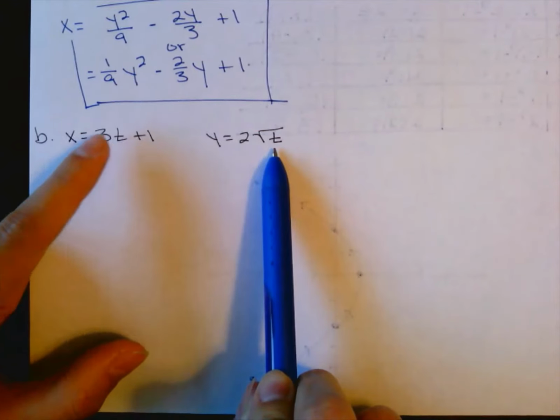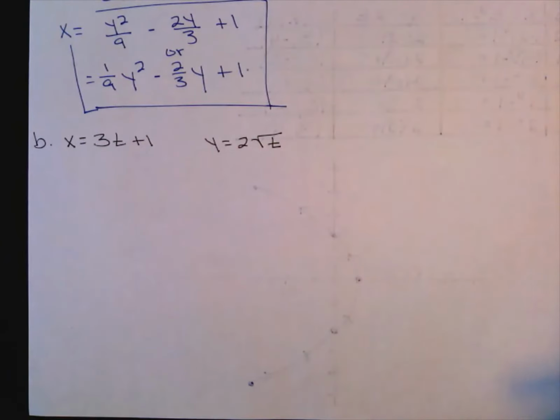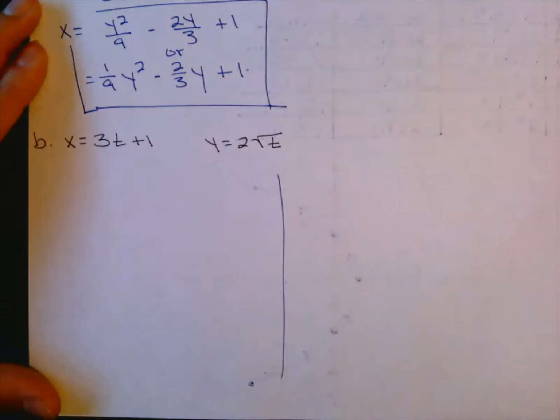I can do this question completely different than my neighbor and still be correct. I've still eliminated the parameter correctly. It just depends on which one I chose to isolate. So let's show both options.